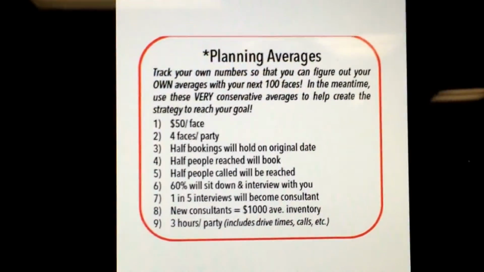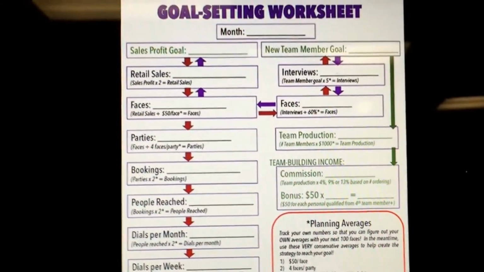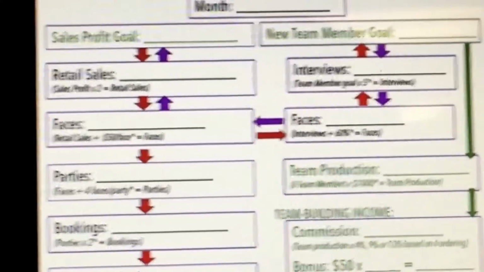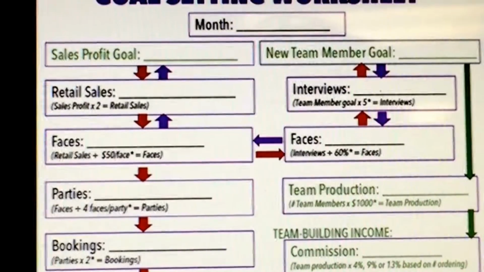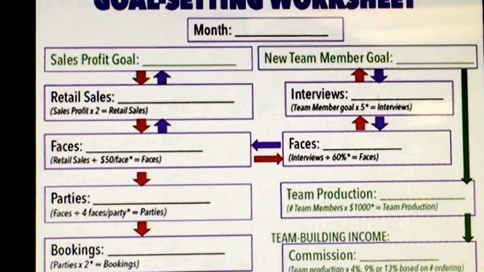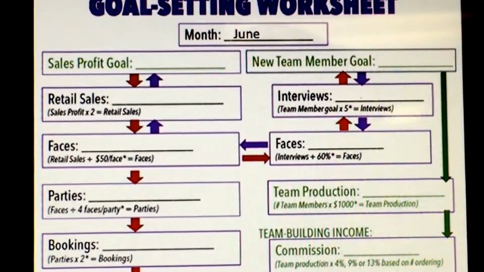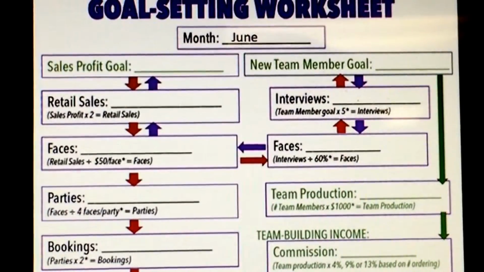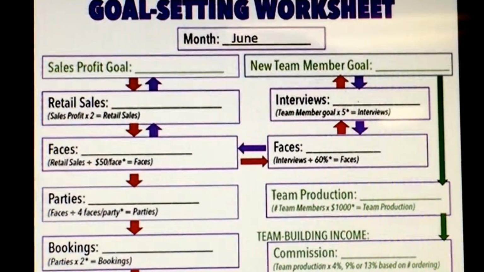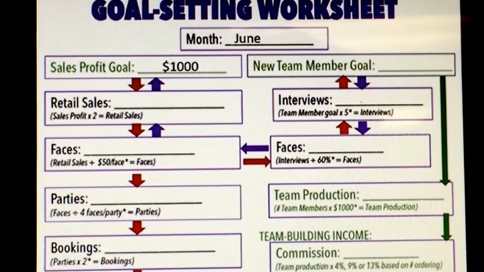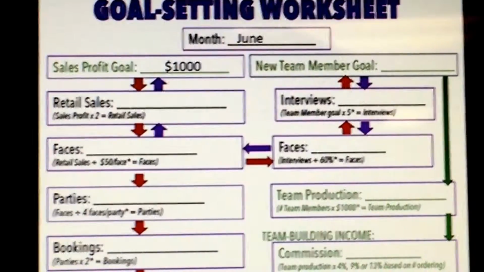All right, so now that we have the averages, let's walk through. I'm going to start at the very top. So first you're going to fill in the month that you're talking about. In this case, we're just going to put June. And let's say that my goal is $1,000 of profit. Okay, so I'm going to type in $1,000 right there.